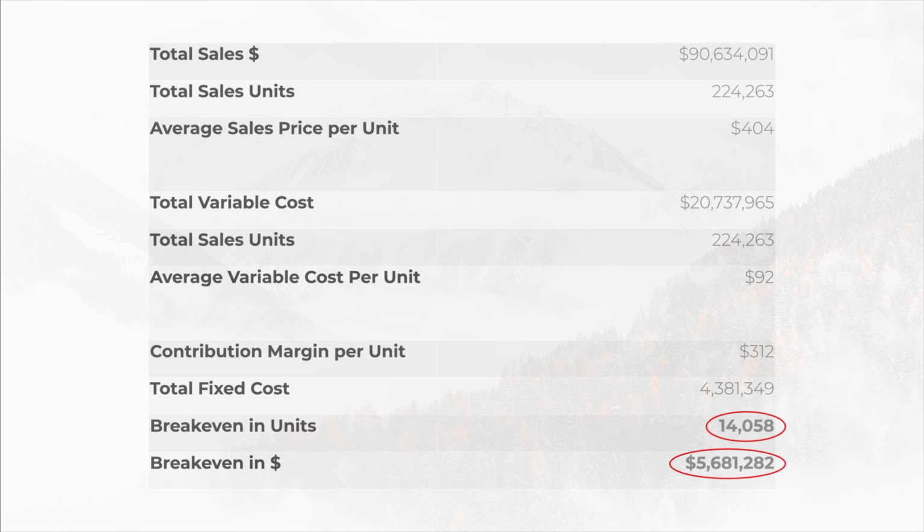Here's an example of what the analysis might look like, where we've got total sales dollars and total sales units. That gives me my average sales price per unit of 404. I've got my variable costs at 20 million, and my total number of units sold, same as above, which gives me my average variable cost of 92. I get a contribution margin of 312. And if I take my total fixed costs at 4,381,000, then I can see that my total break-even in units will be 14,000 and my total break-even dollars will be 5.6 million.